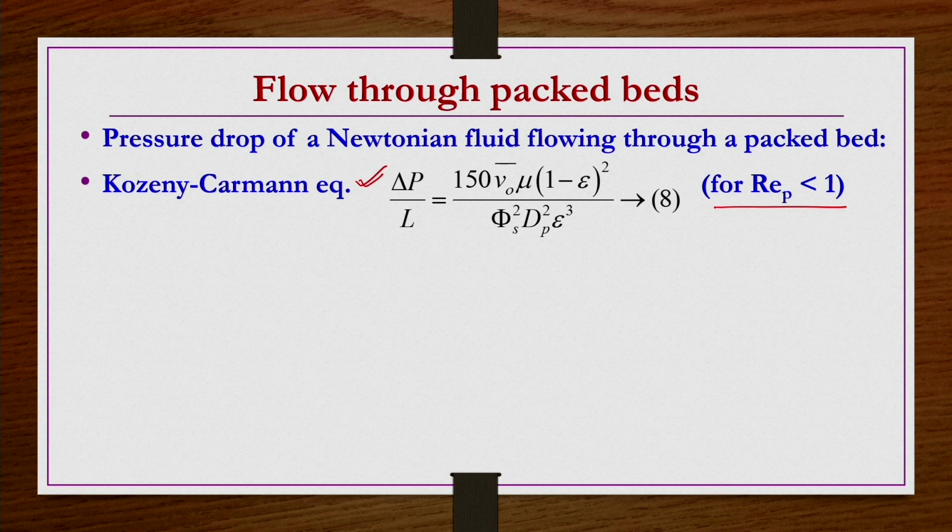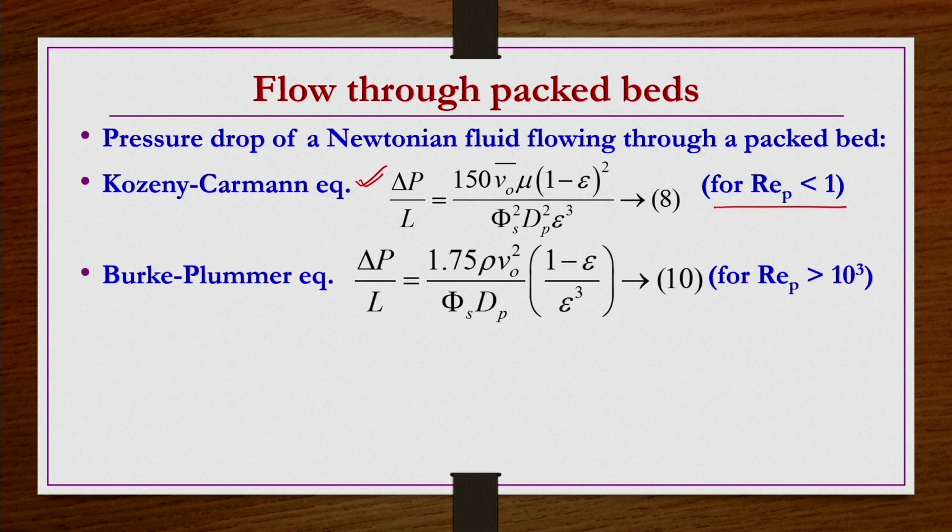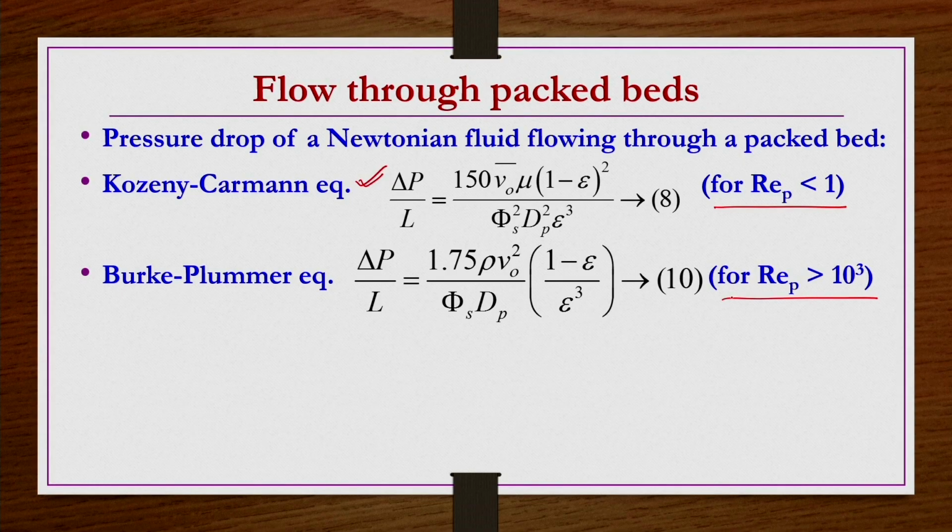Similarly, for Re_p greater than 10 power 3, we have seen that the Burke-Plummer equation holds very well, that is, delta P by L equals 1.75 rho V naught squared divided by phi_s d_p, multiplied by (1 minus epsilon) divided by epsilon cubed. This equation is valid for calculating the pressure drop of a Newtonian fluid flowing through a packed bed, provided the Reynolds number is very large, that is, turbulent conditions prevail within the bed.